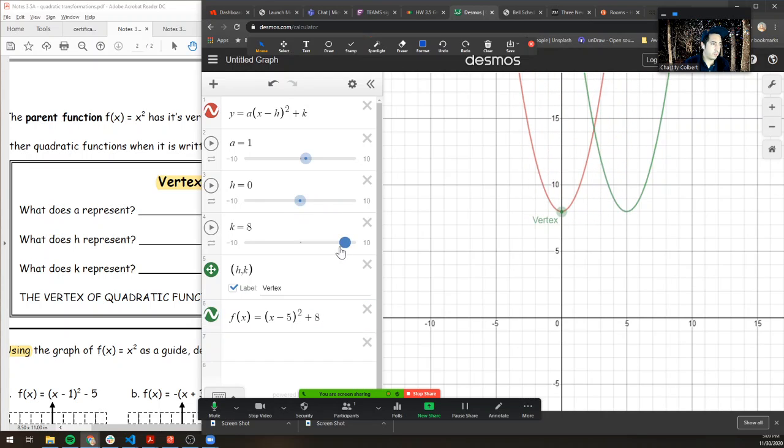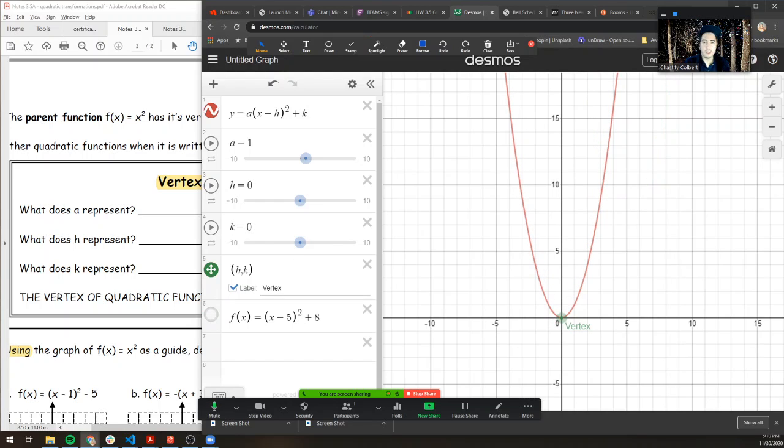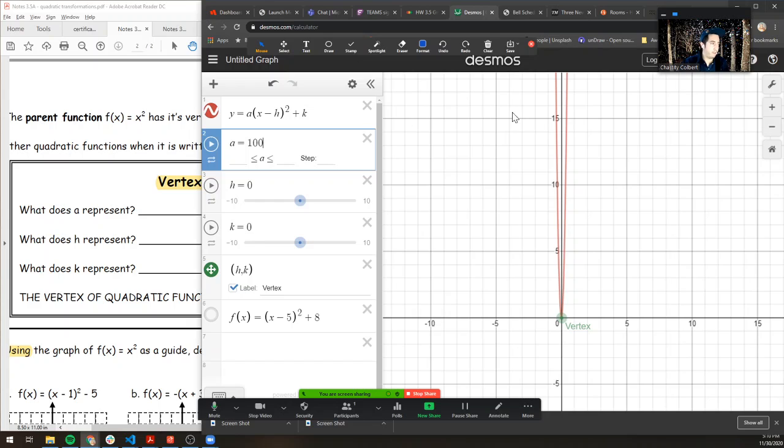I'm going to move everything back to where it was, the parent function. So again, both h and k are 0 in the parent function. Now let's look at what a does. Again, I said a decides whether it's wide or narrow. If a is greater than 1, notice as a increases, this graph gets more narrow. If a is 10, it's pretty narrow. If I make a 100, it's even more narrow. If I make a like 100,000, it almost looks like just one line because it's so narrow, right?